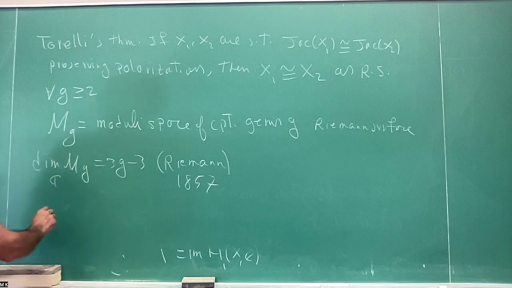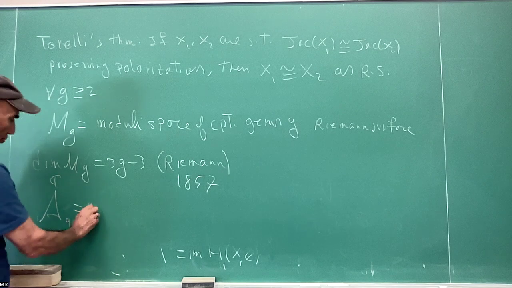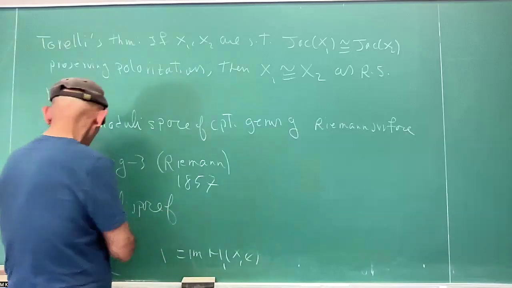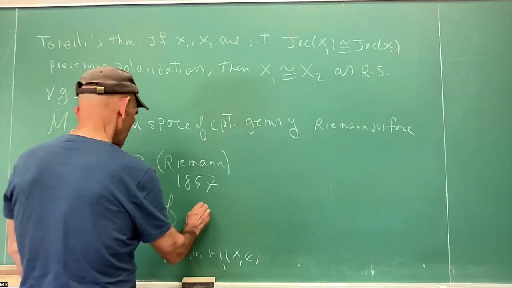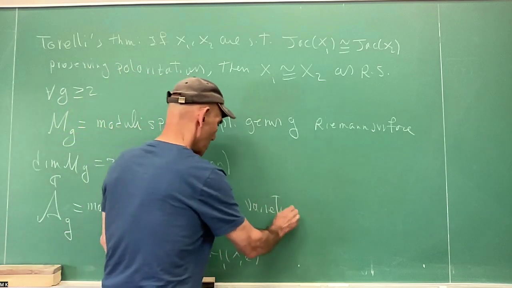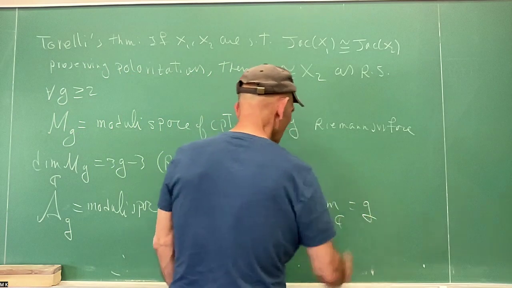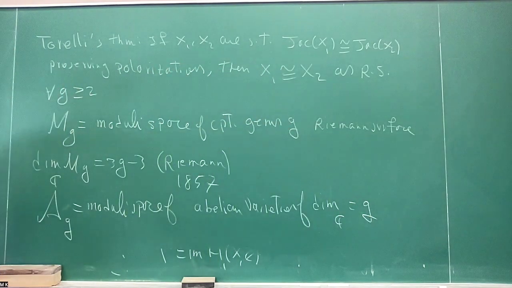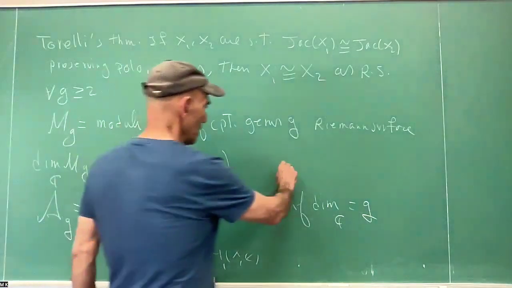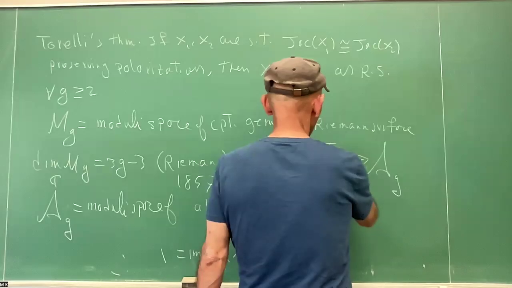You can also look at A_g, which is, now this is much better, I believe, the moduli space of abelian varieties of complex dimension equal to g. And so this Torelli theorem says that there exists an injective map from M_g to A_g. And this is called the Torelli map.